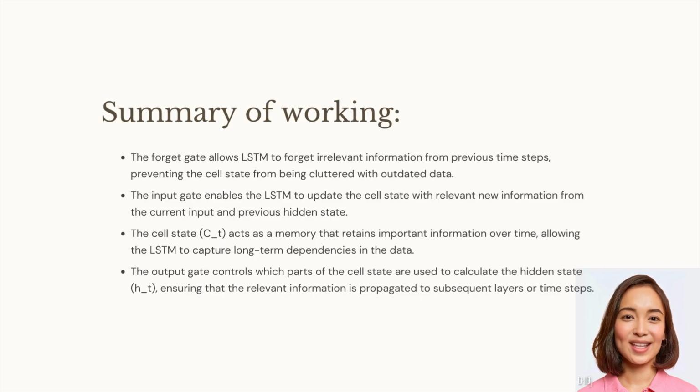Summary of working. The forget gate allows LSTM to forget irrelevant information from previous time steps, preventing the cell state from being cluttered with outdated data. The input gate enables the LSTM to update the cell state with relevant new information from the current input and previous hidden state. The cell state, C_t, acts as a memory that retains important information over time, allowing the LSTM to capture long-term dependencies in the data. The output gate controls which parts of the cell state are used to calculate the hidden state, H_t, ensuring that the relevant information is propagated to subsequent layers or time steps.